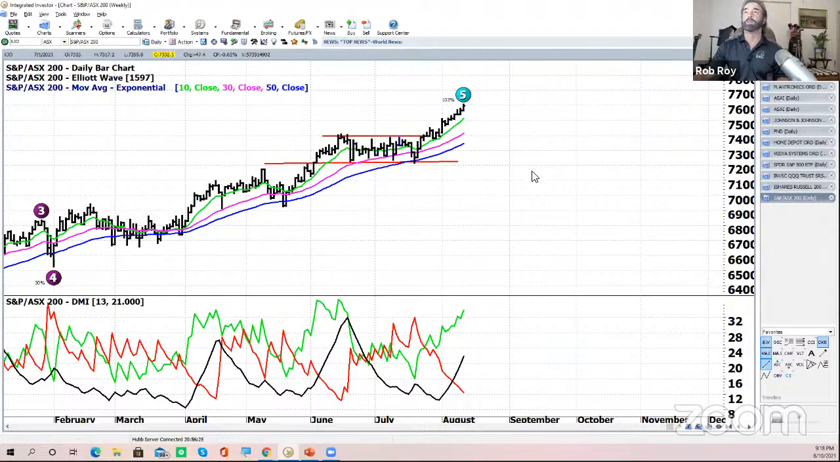So I would draw the channel this way personally, and then the clean break confirmed by the DMI. Man, that market looks really, really strong.